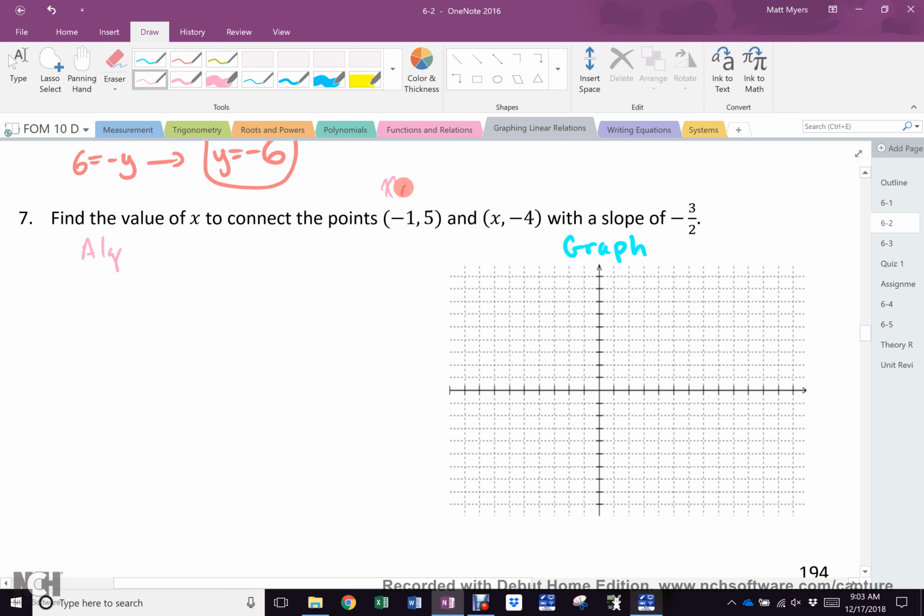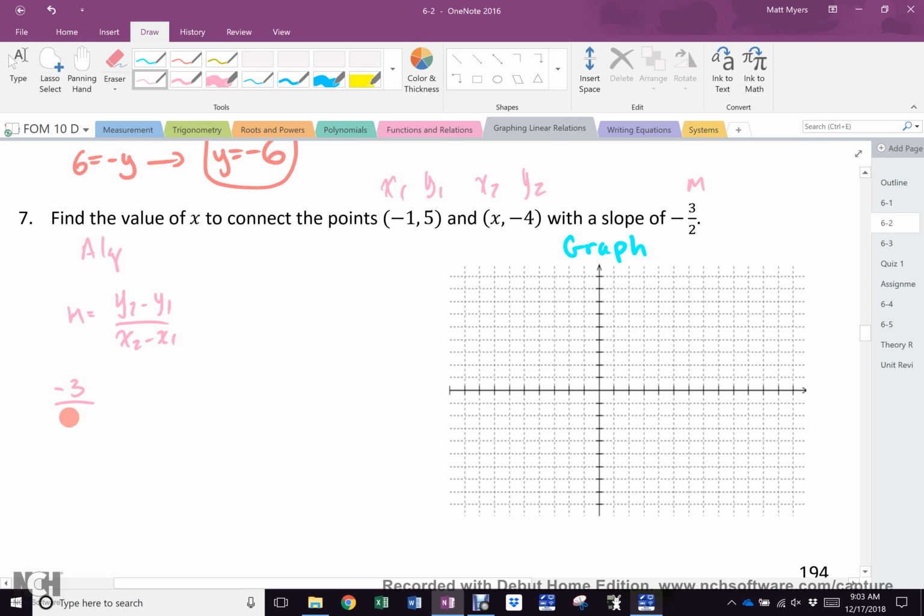x1. So what does that make this one? y1. What does that make this one? x2. What does that make this one? y2. What does that make this? This is the slope, which is m. M equals y2 minus y1 over x2 minus x1. How do I fill that in? What do I put in for m?